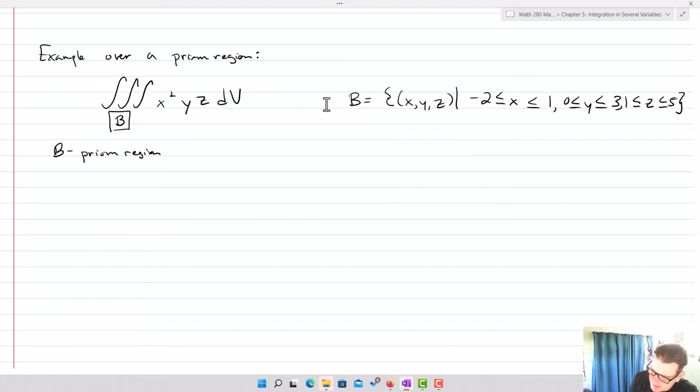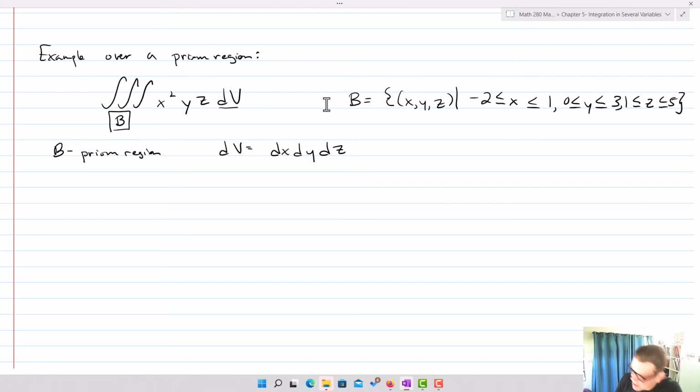All right, E is going to be a general region, B is going to be a prism region. The volume of a prism is x times y times z, and that's why we're going to get our dx, dy, dz. So that dV is going to end up equaling, in our case, dx dy dz.